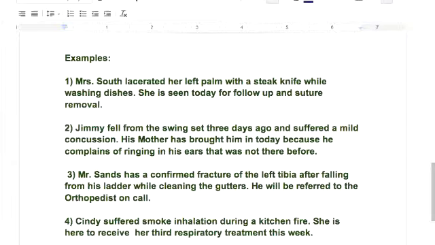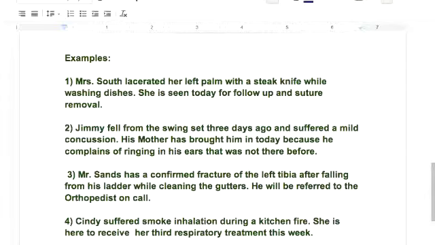Jimmy fell from the swing set 3 days ago. Okay, there's a heads up. Suffered a mild concussion. His mother has brought him in today because he complains of ringing in his ears. That was not there before. Even though it makes you think, well, that's a new condition, you're not going to use an E-code saying that he fell from the swing set, because he fell 3 days ago. Maybe he was seen in the ER or something like that. However, if this is the first visit he's being seen by the doctor, which I didn't think about until just now, then you could.